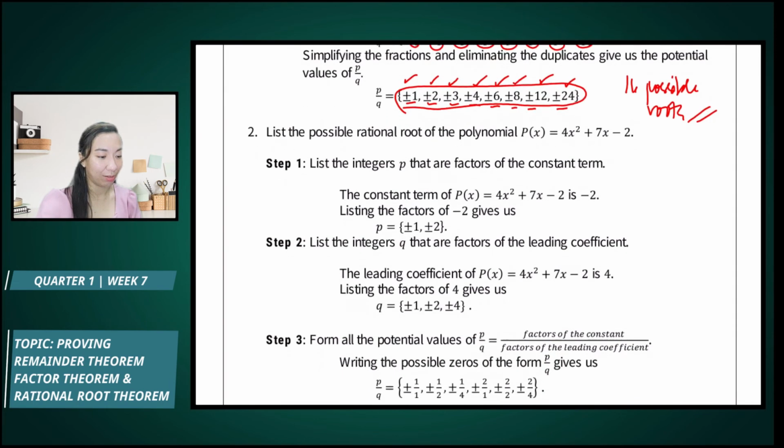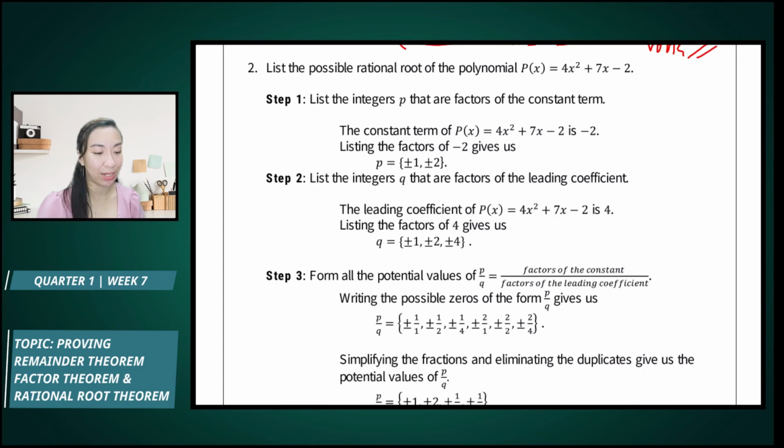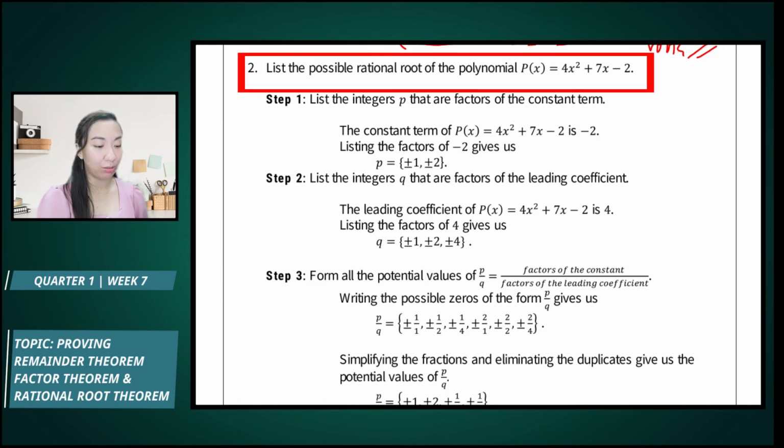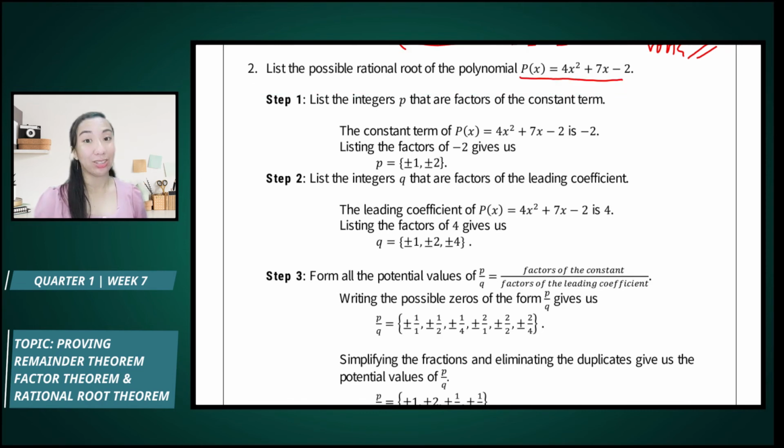Okay. Now, let's have number 2. For us to understand better, let's discuss number 2. List the possible rational roots of the polynomial P of x is equal to 4x squared plus 7x minus 2. So, step 1, of course, identify the constant.